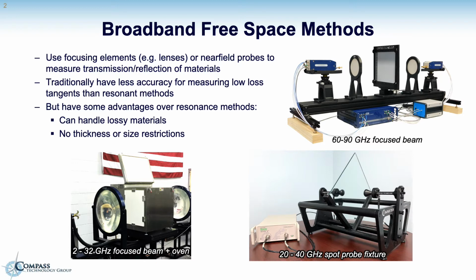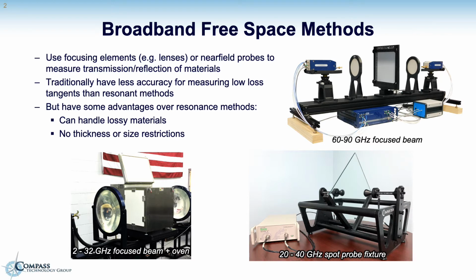Now these methods have some advantages. They can handle lossy materials. There's no real thickness restrictions on our samples. Another advantage is what you see on the lower left. In that case, we have a focus beam system, in this case with larger lenses that allow us to go down to 2 gigahertz. And inserted in the middle of that is an oven. And that oven allows us to heat samples up. And so we can measure materials fairly easily in these free space broadband methods at temperature, either high or low temperatures. So those advantages are nice.